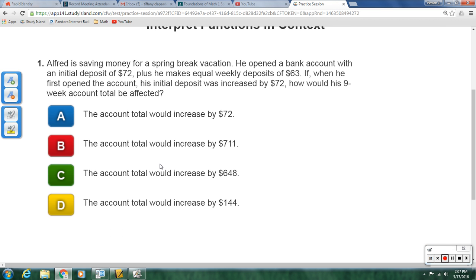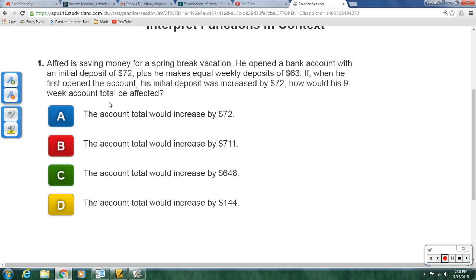All right, Alfred is saving money for a spring break vacation. He opened a bank account with an initial deposit of $72. Not too much to start out with, is it? Better than zero though. So he makes equal deposits of $63. So he starts out with $72, and then every week he goes in there and adds $63. If when he first opened the account his initial deposit was increased by $72, how would his 9-week account total be affected?